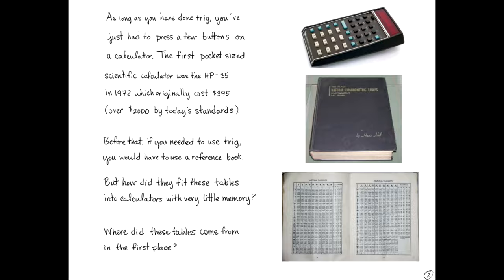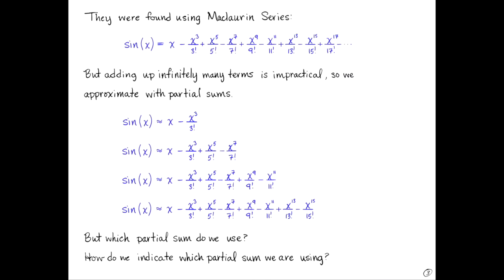But there's no way that everything inside of this huge book could fit inside of the memory of an antiquated calculator. Even our calculators today don't contain the full contents of one of these books. So how do they do it? And where did they get these tables from in the first place? They were all found using Maclaurin's series.